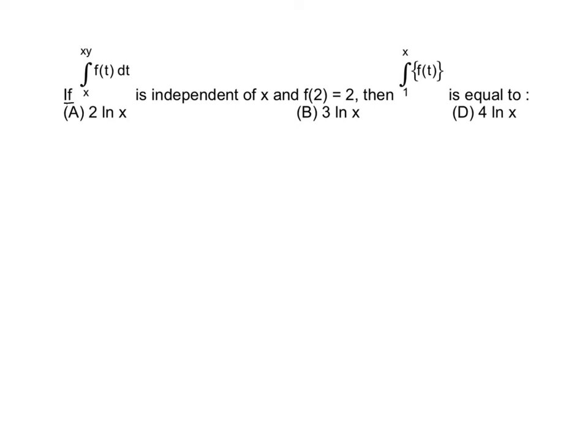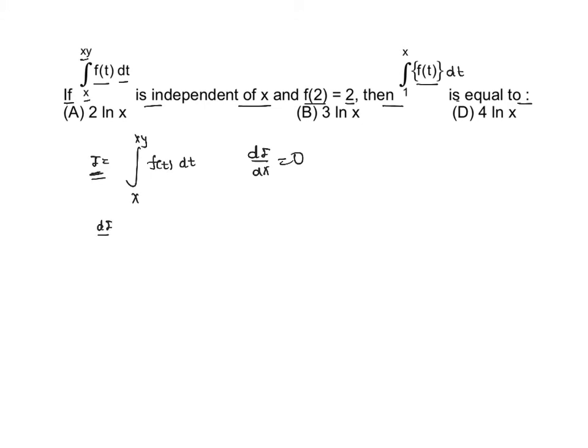Next problem: if the integral from x to xy of f(t) dt is independent of x, and f(2) equals 2, then find the integral from 1 to x of f(t) dt. So what we'll do: I equals the integral from x to xy of f(t) dt. We know this I is independent of x, which means dI/dx should become 0. So we will differentiate this with respect to x.